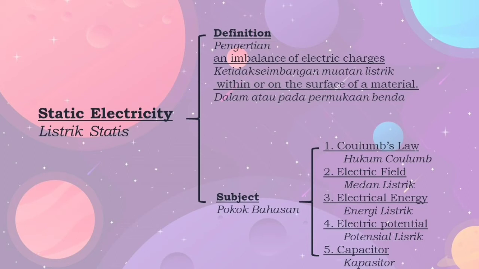And now we continue to the core of the lesson: static electricity. The definition of static electricity is an imbalance of electric charge within or on the surface of a material. And the subjects of static electricity are, first, Coulomb's law. Secondly, electric field. Thirdly, electrical energy. Fourthly, electric potential. Fifth, capacitor.